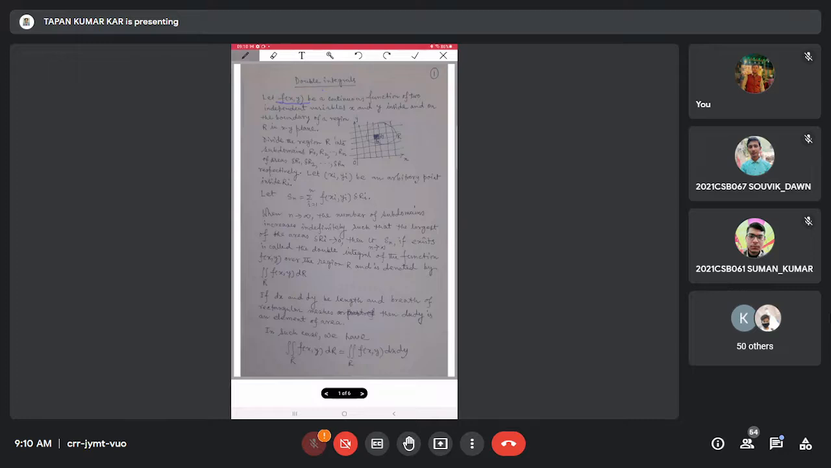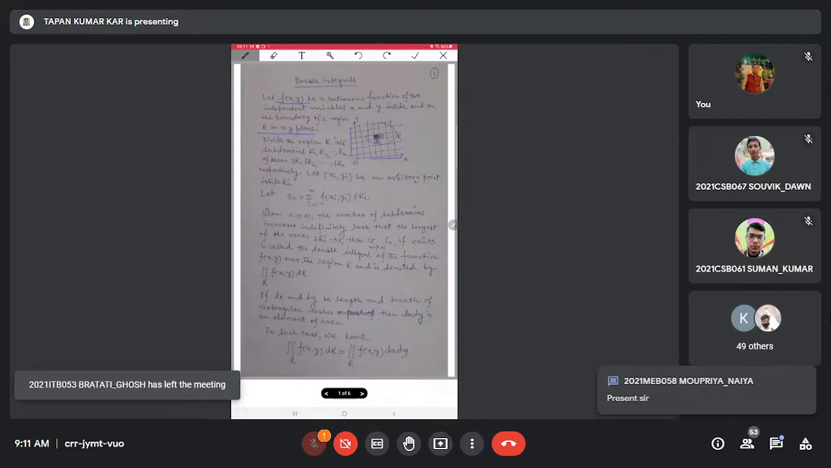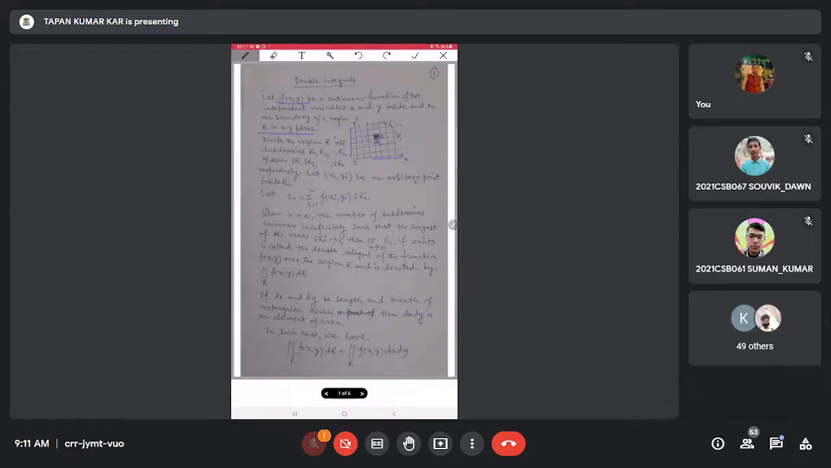Here x and y are the independent variables, inside and on the boundary of a region R in the xy plane. This is the xy plane, x-axis, y-axis, and suppose this is the first quadrant. It is not necessary to consider the first quadrant. We can do the integral over any portion of the plane. But here, just as an example of how to derive the double integral, I have taken this one.